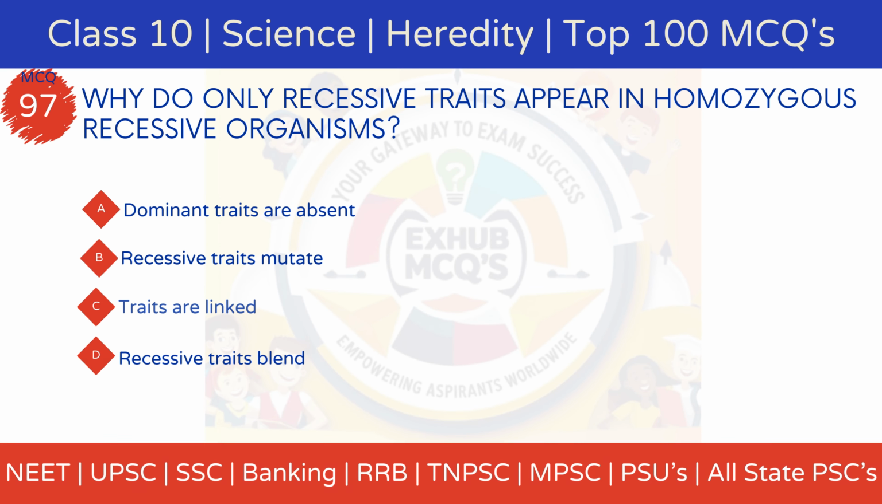MCQ 97. Why do only recessive traits appear in homozygous recessive organisms? Option A. Dominant traits are absent. Option B. Recessive traits mutate. Option C. Traits are linked. Option D. Recessive traits blend.